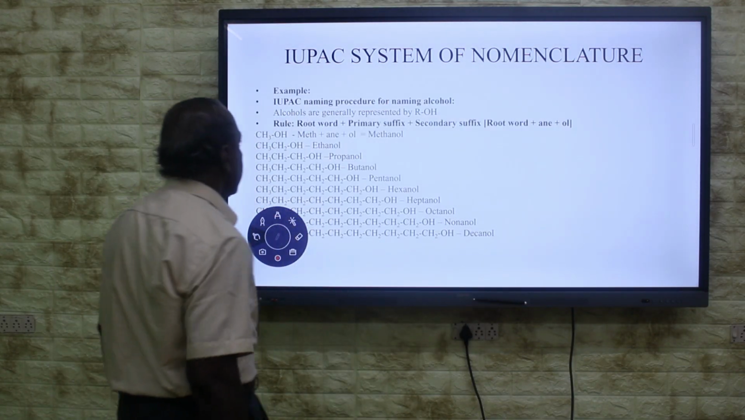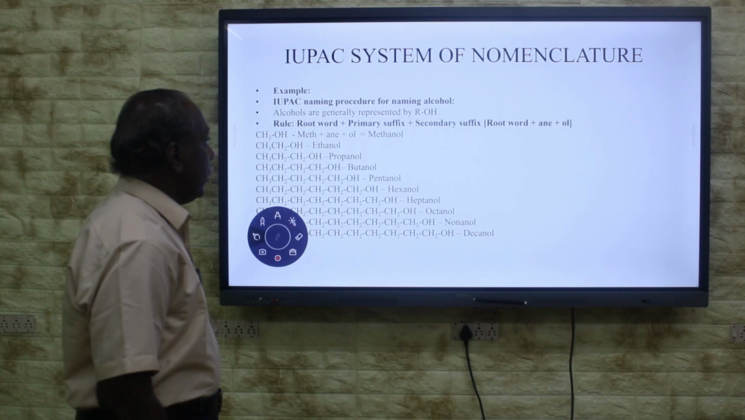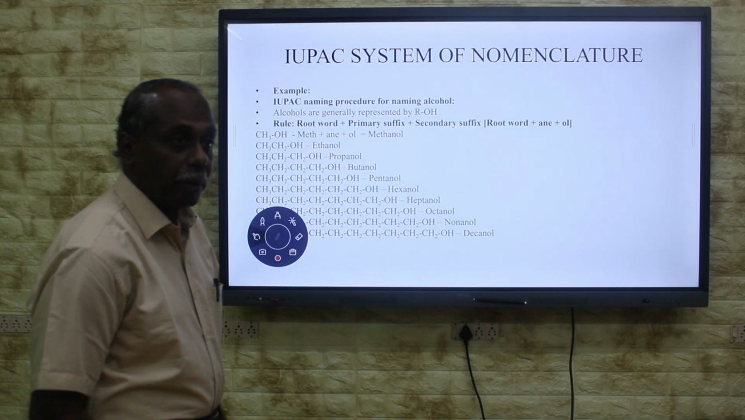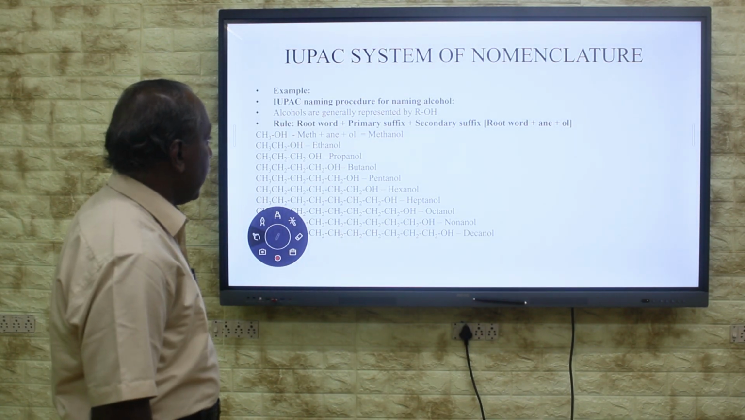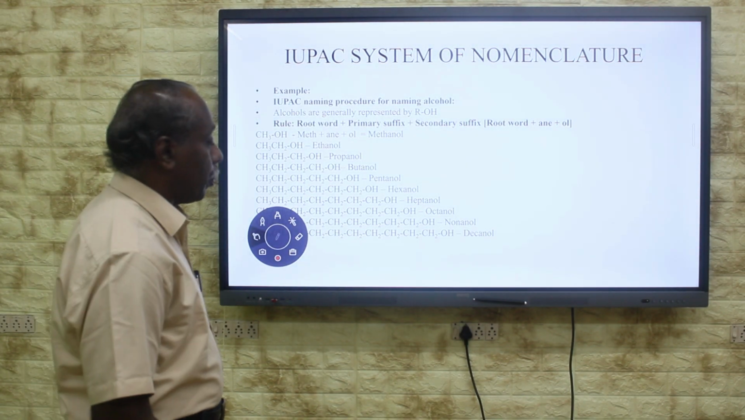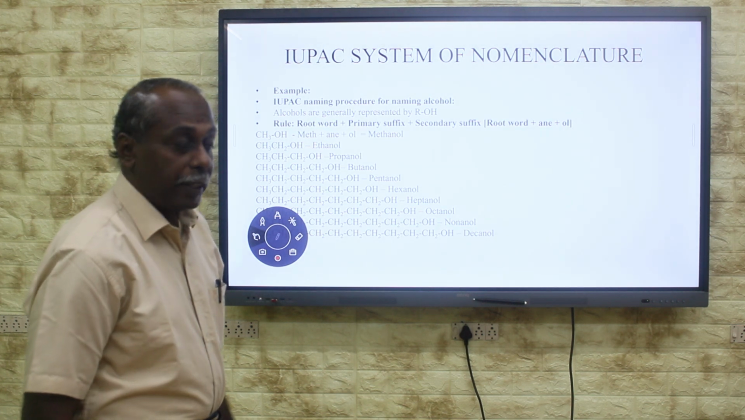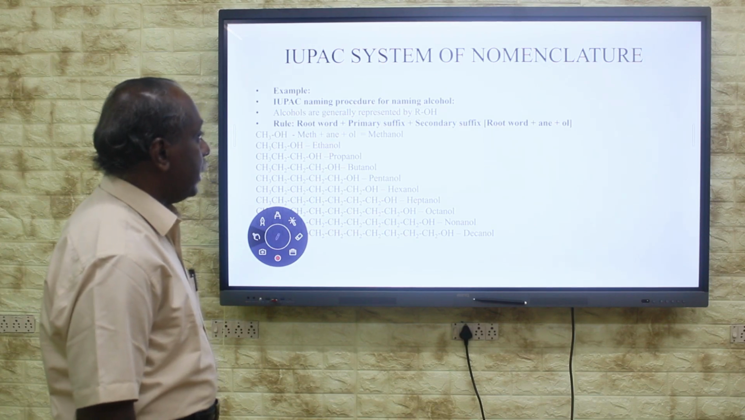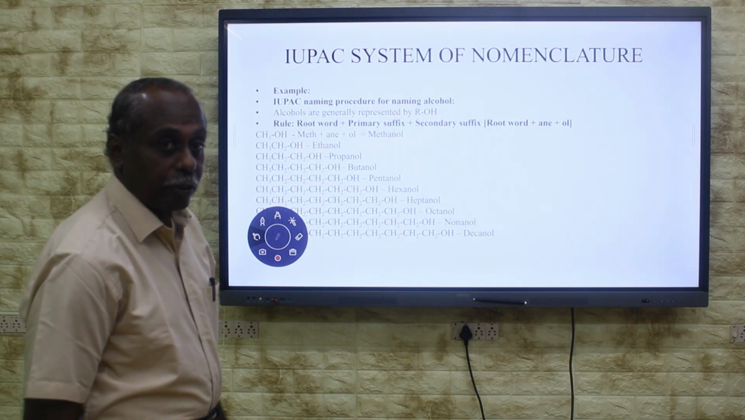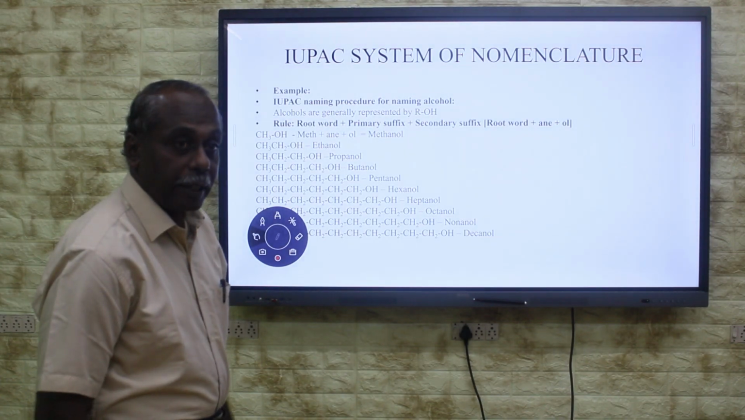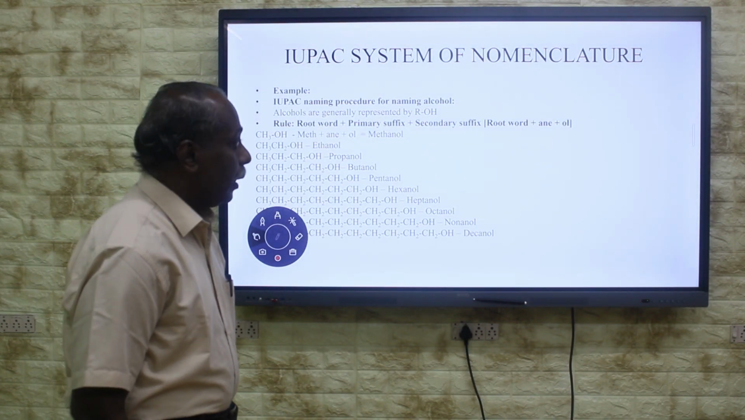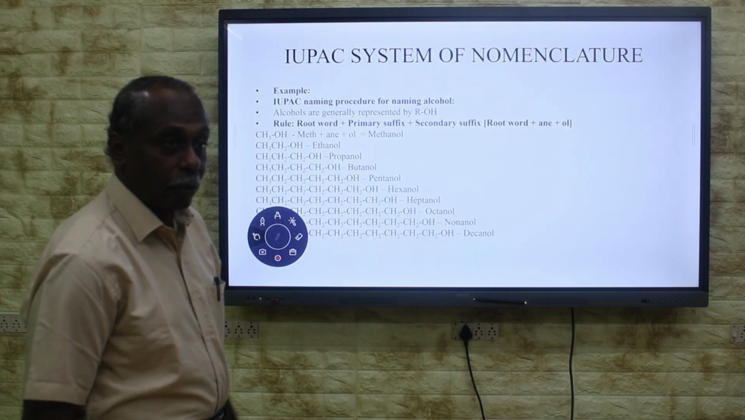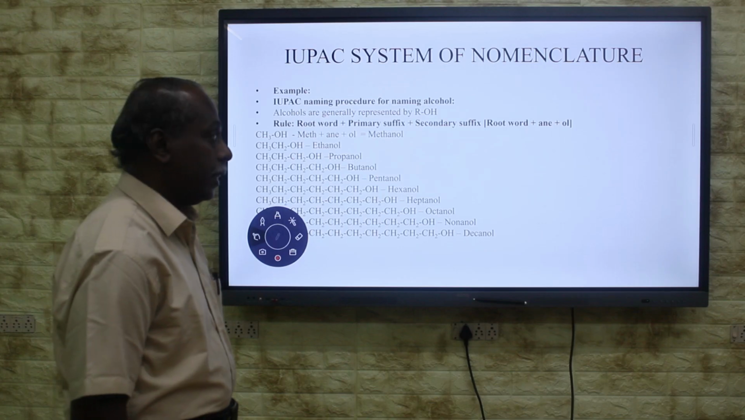Let us pass on to the examples. We are going to give names to alcohols. How should the IUPAC name be framed for an alcohol? Here we follow the general rule: root word, primary suffix and secondary suffix. Here the primary suffix ANE is added if the compound is saturated. If the compound has a double bond, ENE is added. Then for the secondary suffix, the alcoholic functional group OH is present in the compound, so OL is added.